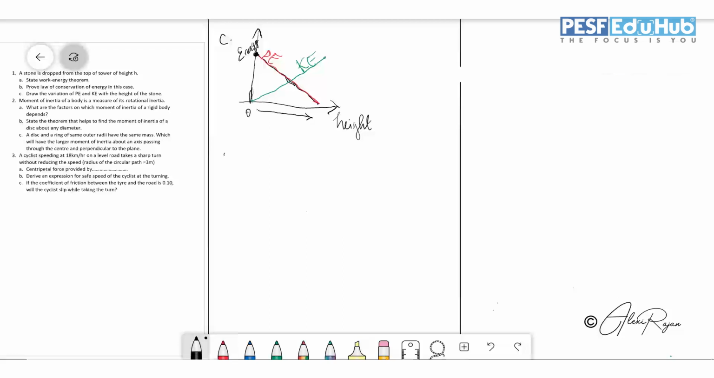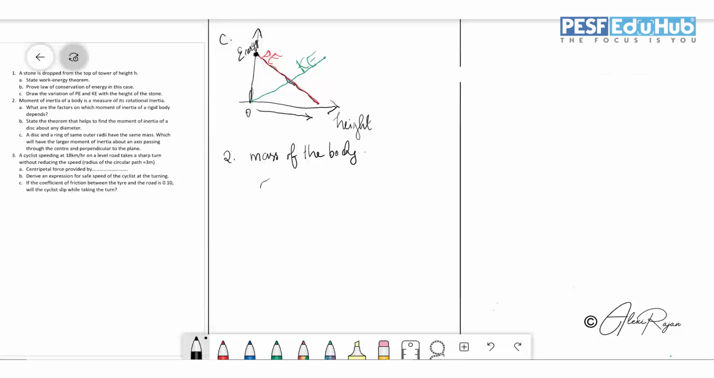Now the second question, moment of inertia of a body is a measure of its rotational inertia. First sub question, what are the factors on which the moment of inertia of a rigid body depends? So what are the different factors? The first factor that should come to your mind is the mass of the body. More precisely, the distribution of mass of the body about the axis of rotation.